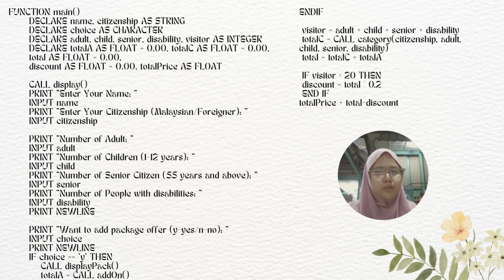Next, we will move to the main function. In the main function, we start by declaring all the variables needed to store user input and results. Then it performs these steps. First, it calls display to show the ticket pricing, asks the user to input name and citizenship, collects the number of tickets by category, and asks if the user wants to add a package. If yes, it calls display packs and add-on to get the total package cost. Next, it calculates the total number of visitors and calls category to get the ticket cost, then adds the ticket and package cost. If visitors are more than 20, it gives a 20% discount, then it calculates the final total after the discount.